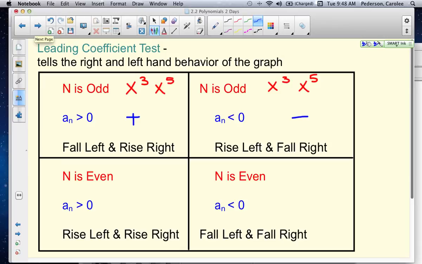I'm just going to draw a quick sketch so you can visualize them in your head, and we'll do that in green. My degree is odd, my leading coefficient is positive. So on the left-hand side of the graph, over here, it's going to fall on the left, and then it's going to rise on the right. Think about in the 70s, Staying Alive. It's going to go like this or like that.